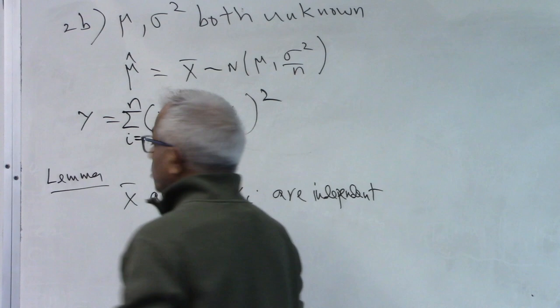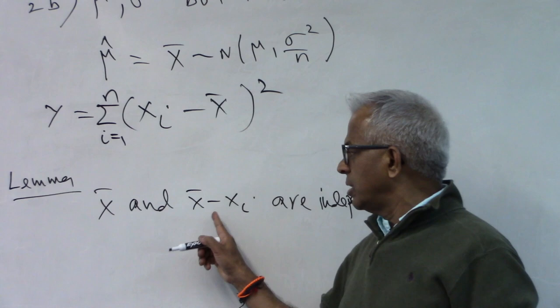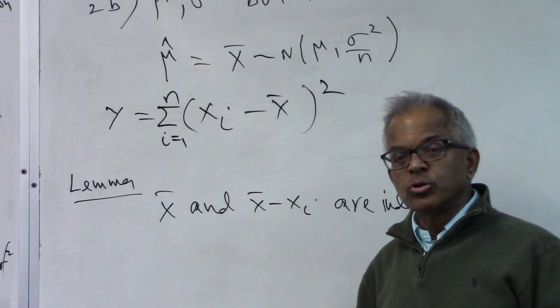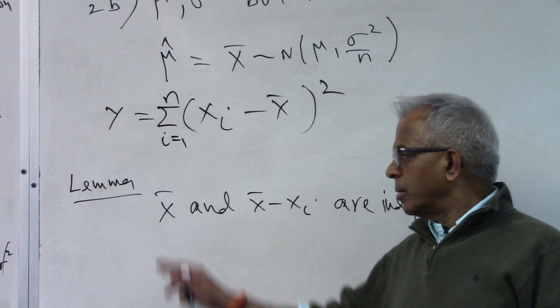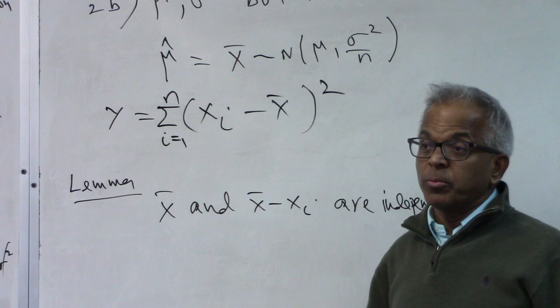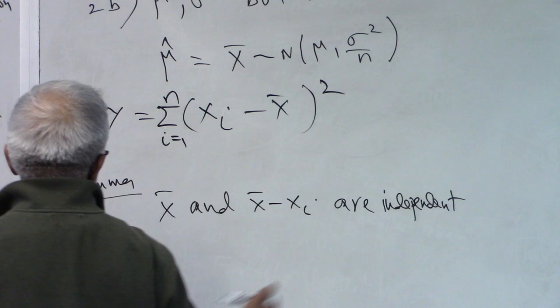This is a bit unusual because, look at this. This is like saying the second random variable is a function of the first random variable. So in general, they should be dependent random variables. So this is interesting because they are independent. I'm going to show you they are independent. Remember, if I take an arbitrary random variable x, then x minus x bar and x bar are generally going to be dependent because both depend on x bar. There are many ways you can do this. Let me use the characteristic function.